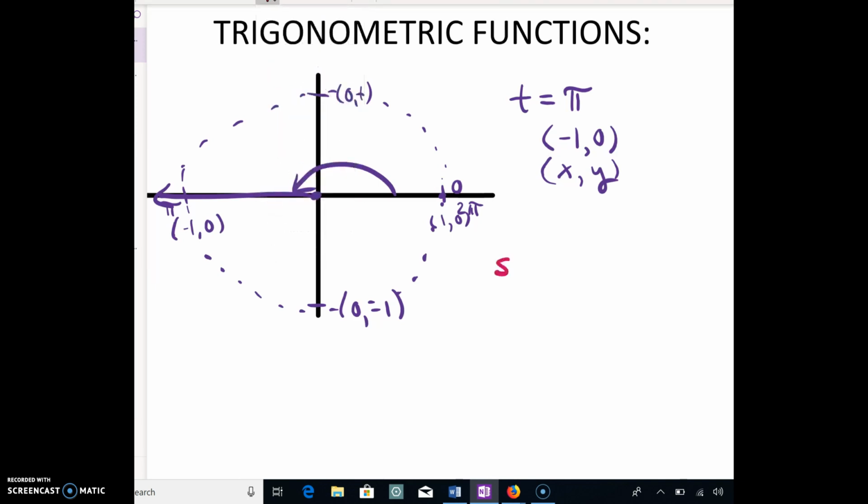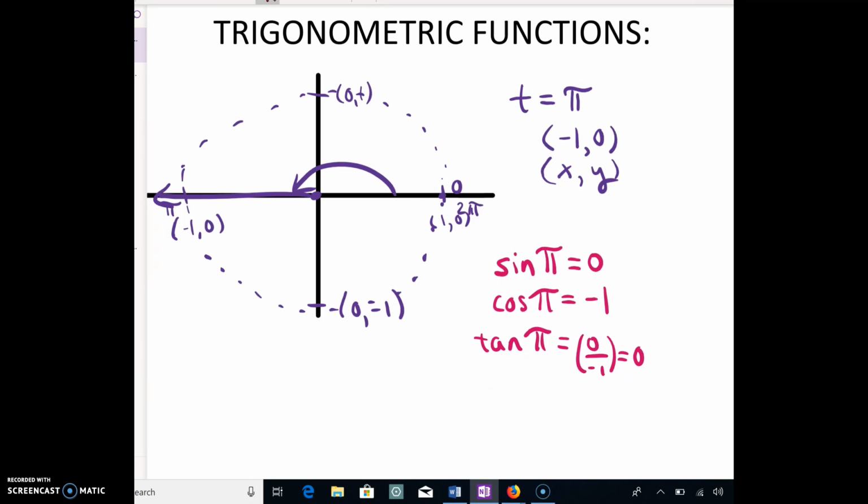So for the sine of t, or in this case, the sine of pi, because t is the same thing as saying pi, remember that the sine values are represented by the y values of the ordered pair, and the y value of this ordered pair is 0. The cosine of pi, remember that the cosine values of the ordered pair are the x values, and the x value is negative 1. And for the tangent of pi, the tangent is the y divided by the x, so we have 0 divided by negative 1, which is equal to 0. So we have our sine, our cosine, and our tangent.